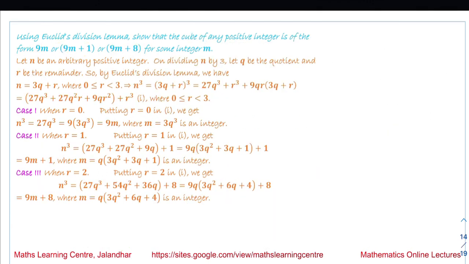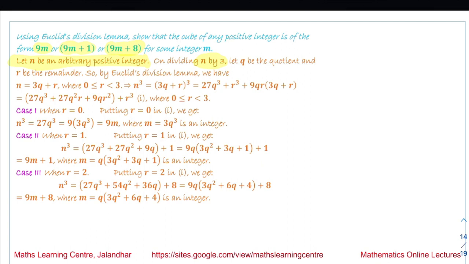Now next is using Euclid's division lemma, show that the cube of any positive integer is of the form 9m, 9m plus 1 or 9m plus 8. So we consider that n is any arbitrary positive integer. Now you can see the divisibility with 9, or you can see the divisibility with 3. Why are we talking about the divisibility with 3? Because in the question we have to cube the number, and if we divide n by 3, it will serve our purpose in this particular problem. We need not divide it with 9. Dividing n with 3 will be sufficient to prove this thing.